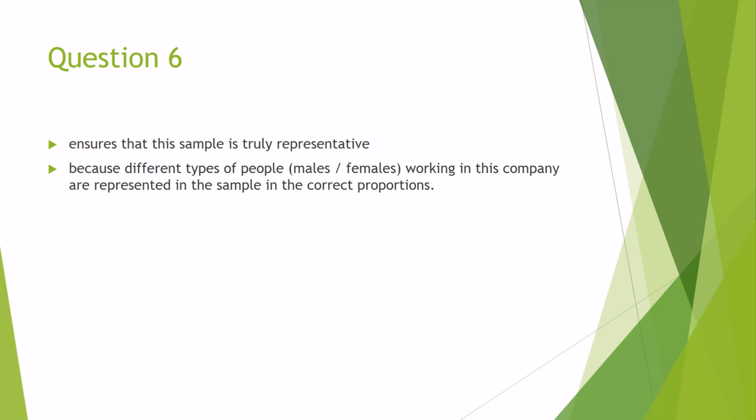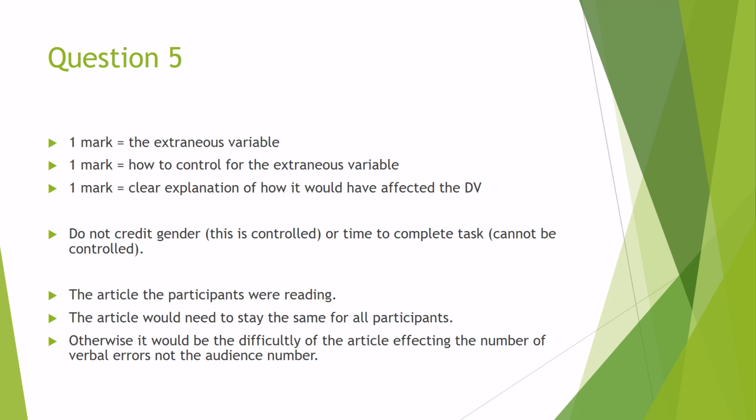Question 6, you get 1 mark for saying that ensures this sample is truly representative. Then your 2nd mark, because different types of people working in this company, again, it has to be contextualised. Can you highlight anywhere you've used that phrasing, are represented in the sample in the correct proportions? It's not equal, it's not 50-50, because it's not half men, half women. There are more men than women, I think, 60% men, 40% women. So you need to make sure about that. Oh, got the wrong way.